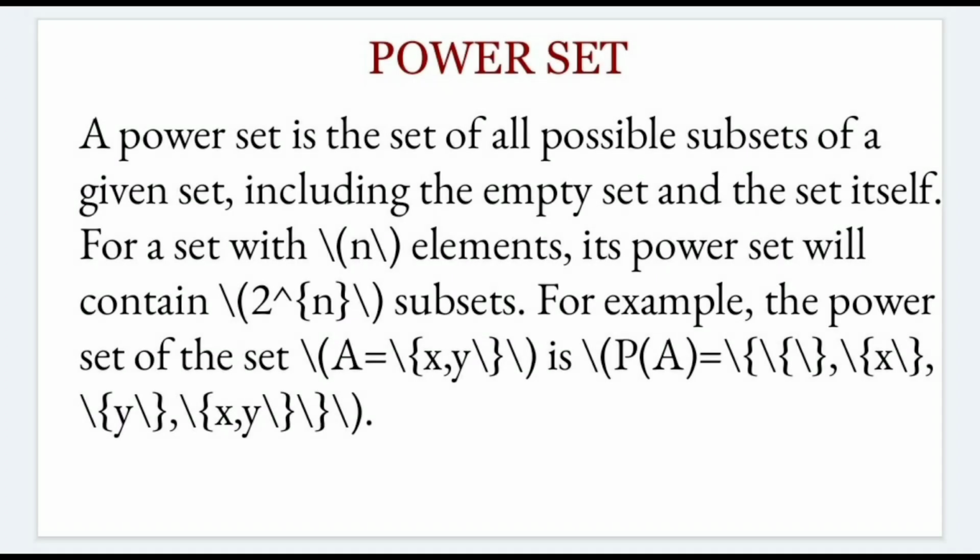Power set. A power set is a set of all possible subsets of a given set, including the empty set and the set itself, which means a power set is like a collection of all possible groups you can make from a given set. It includes the empty group and the set itself. If you have a set with n things in it, then the power set will have 2 raised to n different groups in it. For example, if we take a set like A equals {x, y}, then its power set P of A has these groups.